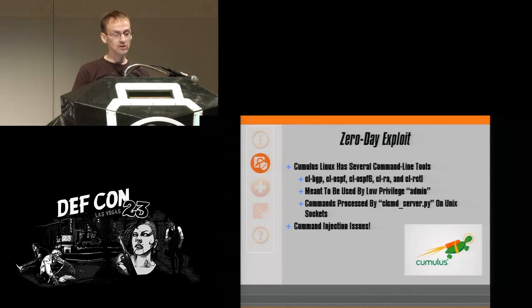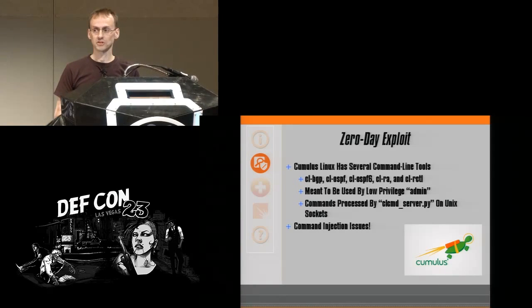All right, Cumulus Linux has several command line tools that they have set aside for less privileged users. I won't name them because they're tongue twisters. They're meant to be used by low privilege admin accounts. People said that's just taking care of the switch. You enter your arguments, which end up being subcommands and parameters. Those get passed to CL CMD server, and that compares it against a Rosetta. Rosetta is basically, this is what's acceptable. And if it's acceptable, it lets it through.